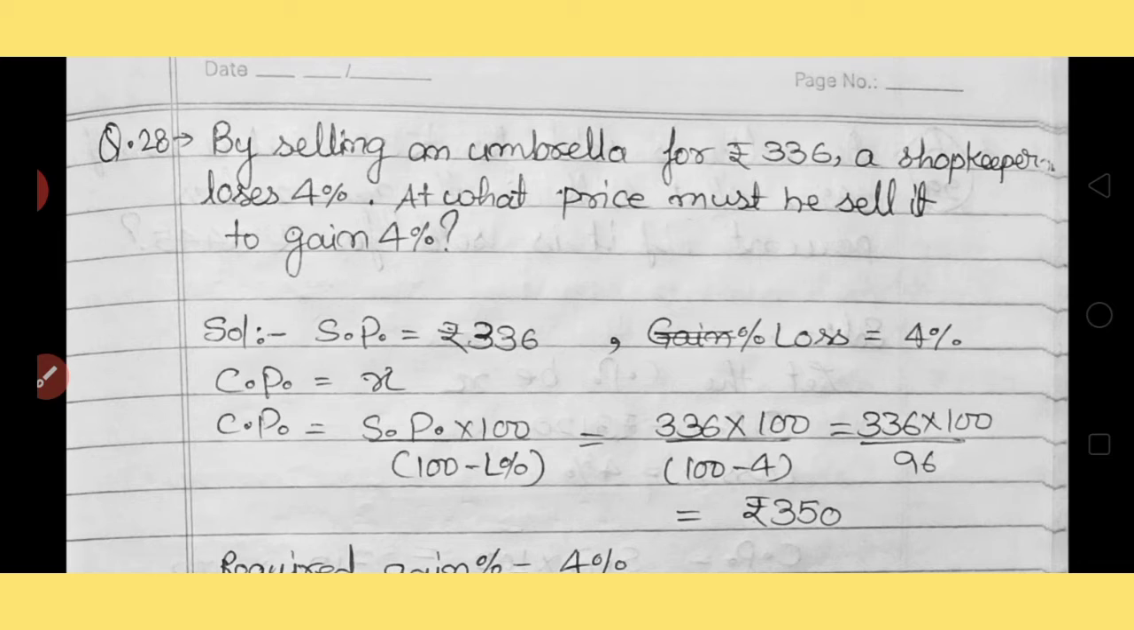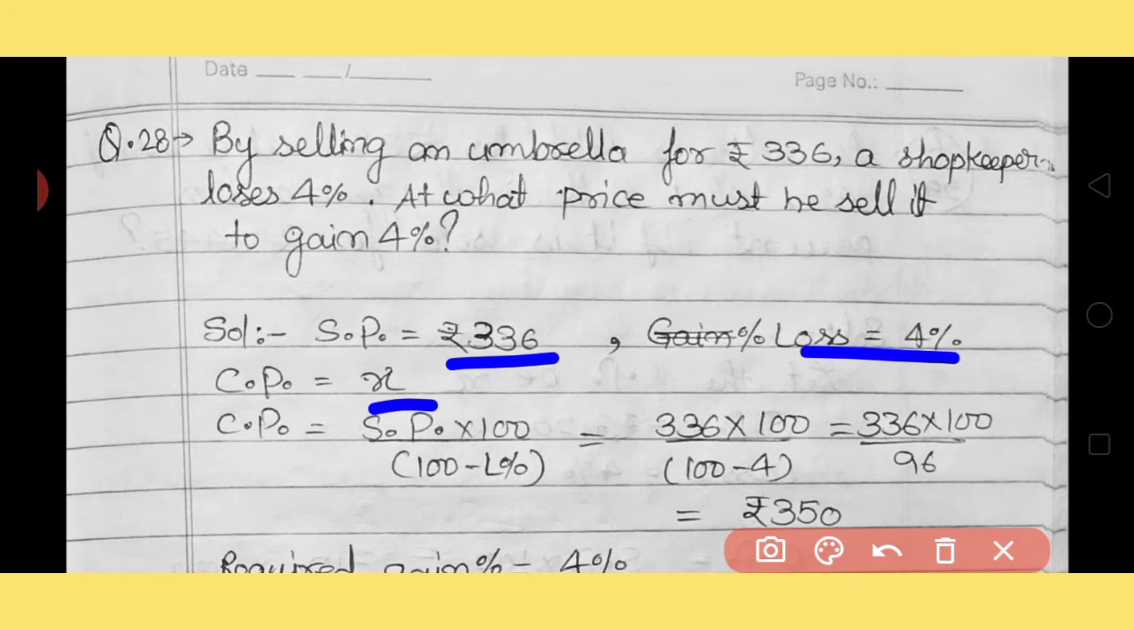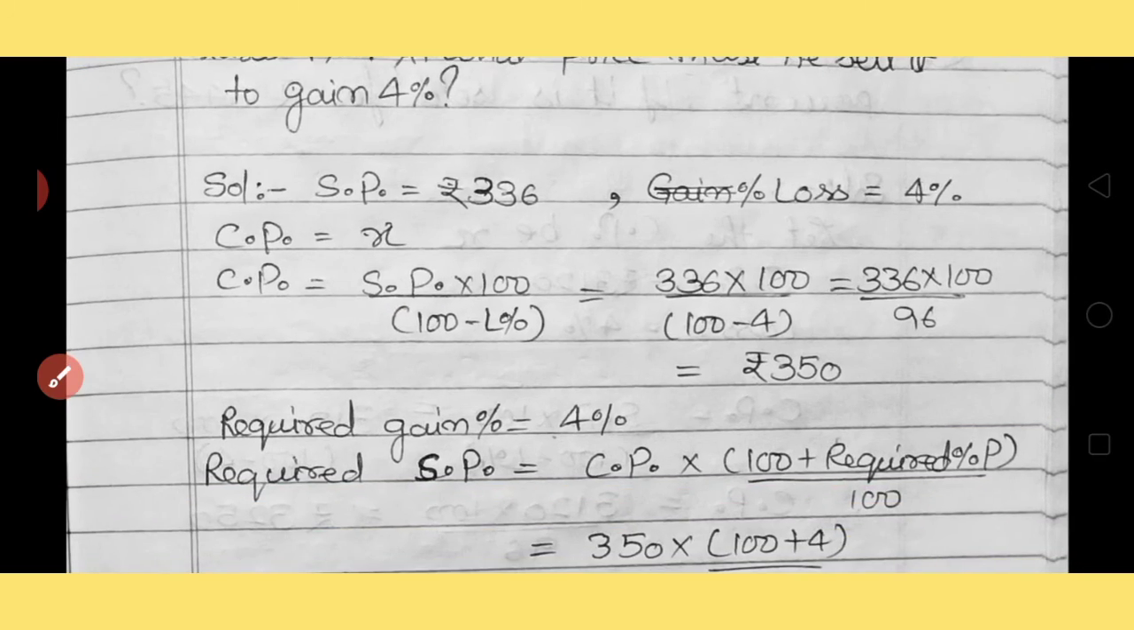So SP is given 336 rupees, loss is given 4%, and CP is X. So CP is equal to SP multiplying with 100 divided by 100 minus loss. So it became 336 multiplying with 100 upon 100 minus 4, so 336 multiplying with 100 upon 96. After the multiplication and division we have found 350 rupees is the CP of that object.